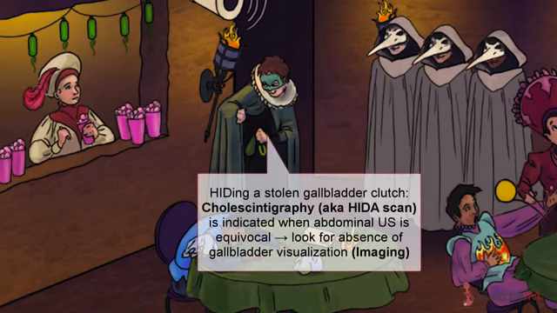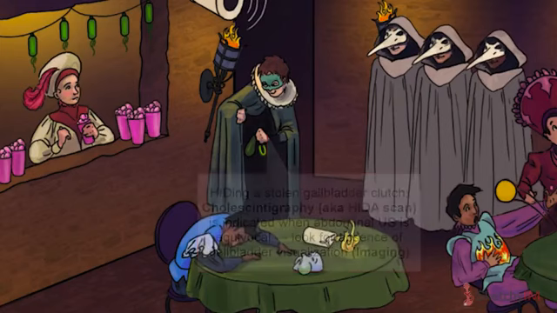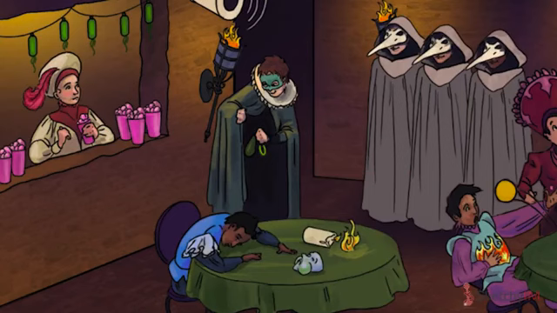is why this guy is hiding a stolen clutch of sorts under his coat. HIDA scanning involves IV injection of a radiotracer that's excreted by the liver into the bile. Therefore, following injection, you should expect to see it make its way out of the liver, through the common hepatic duct, into the gallbladder, down through the common bile duct, and finally, out into the duodenum.